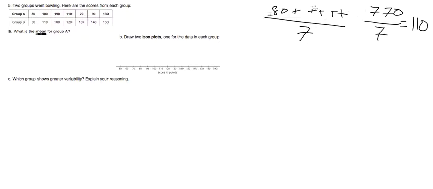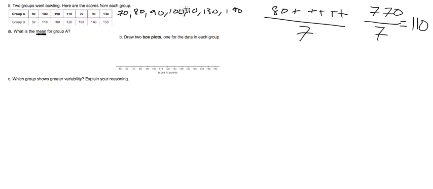For the two box plots here, again, we are asked to draw two box plots. First thing that we have to do is put each group in order from least to greatest. So for Group A, we see that the lowest number is 70, then 80, then 90, then 100, then 110, then 130, and lastly 190.